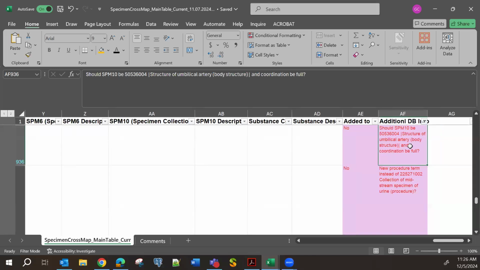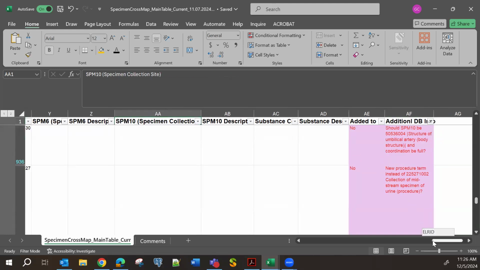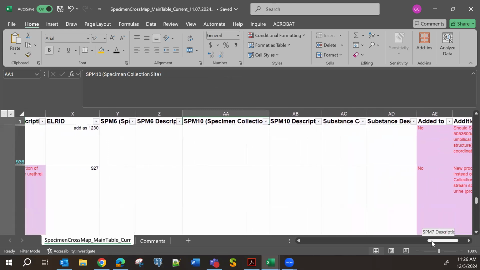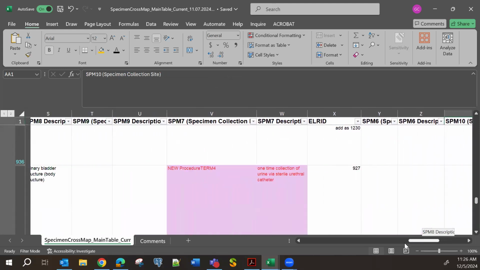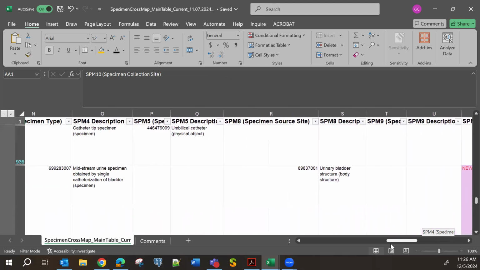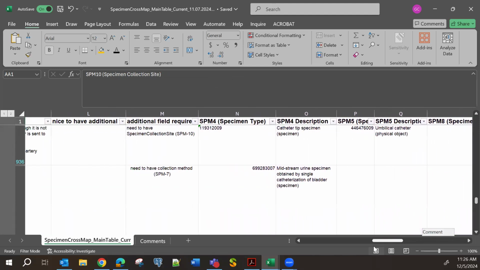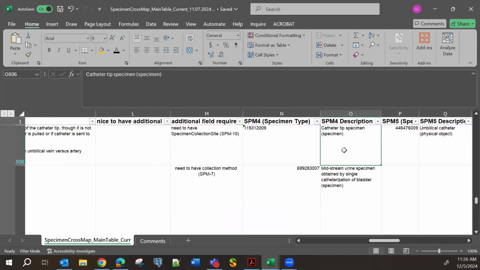Should SPM 10 be structure of umbilical artery, body structure, and coordination be full? So specimen 10 is specimen collection site. Let's see. And then should it be full coordination? So this is what we have so far. Catheter tip for SPM4. And then for specimen type modifier, umbilical catheter.